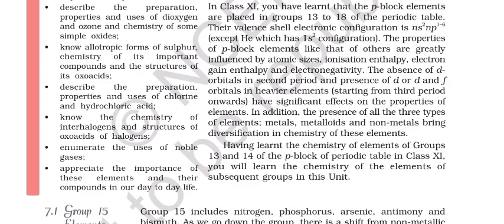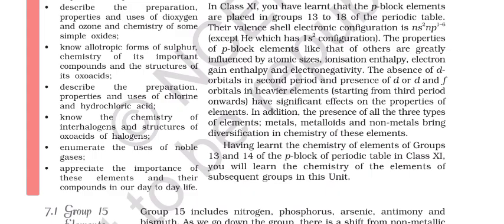The properties of p block elements, like that of others, are greatly influenced by atomic size, ionization enthalpy, electron gain enthalpy, and electronegativity. The absence of d orbitals in the second period and presence of d or d and f orbitals in heavier elements starting from the third period onwards have a significant effect on the properties of elements. In addition, the presence of all three types of elements, metals, metalloids, and non-metals, brings diversification in the chemistry of these elements.